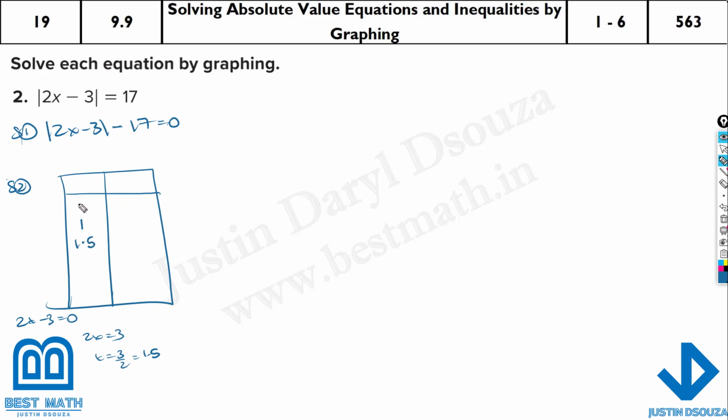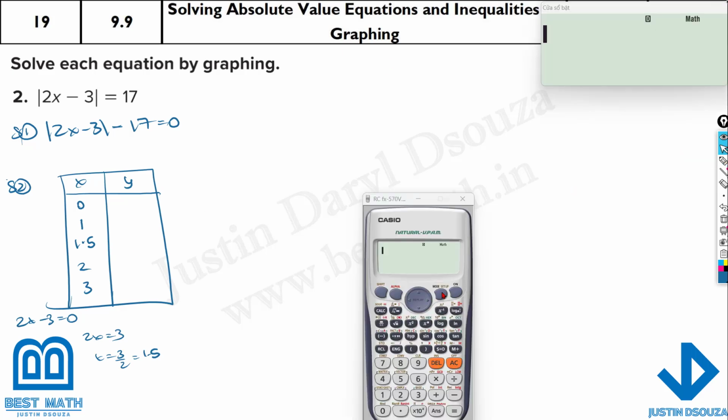Less than that is 1, 0, and 2. And here I'm going to take 3. X, Y. So let's find the table of values. Here it is mode 7. So let's write the rewritten equation, not the given equation. Shift HYP gives you absolute value. It's 2x alpha x minus 3. Then press next and write minus 17. If you write minus 17 inside, then it's wrong.